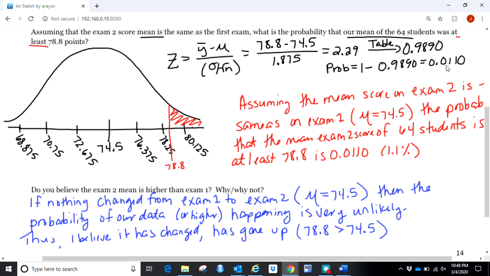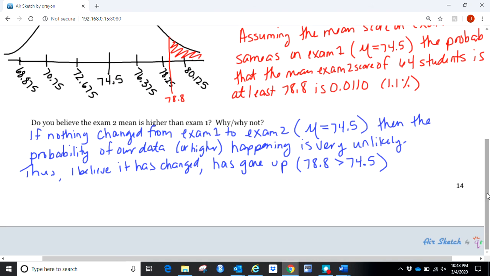Now this idea is going to lend itself very well into our next module, where we're going to discuss confidence intervals and hypothesis testing for a quantitative variable.